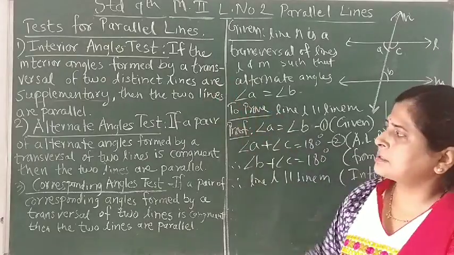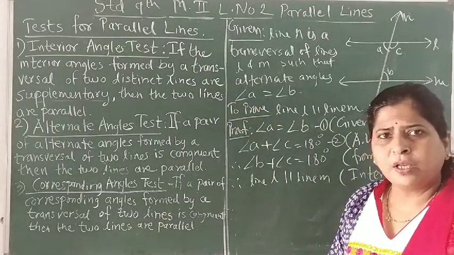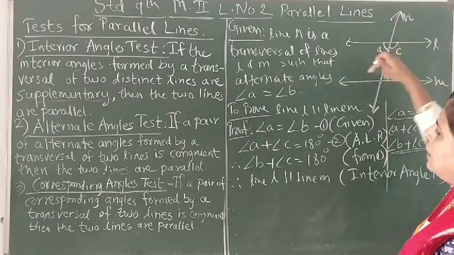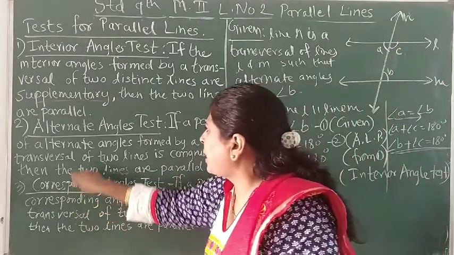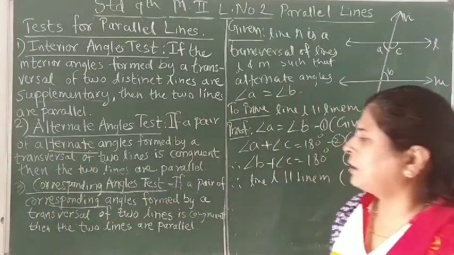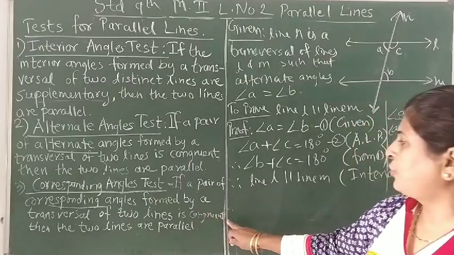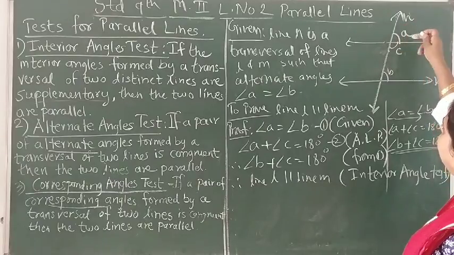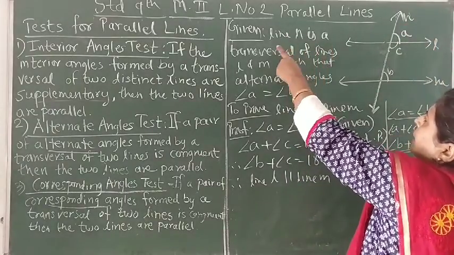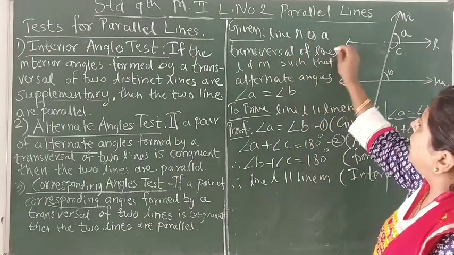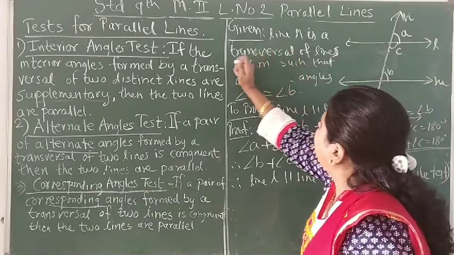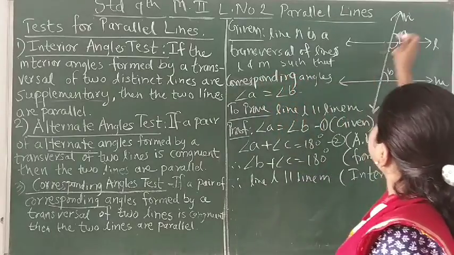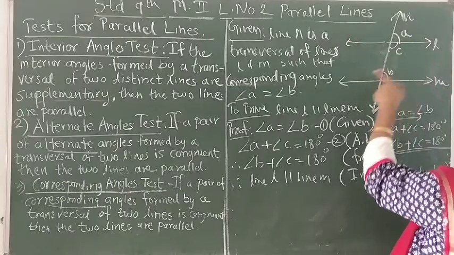So here we have proved the statement of the alternate angle test. Now to prove the corresponding angle test, everything will be as it is. Here, as we had taken these two as alternate, now it is: if a pair of corresponding angles formed by a transversal of two lines is congruent, then the lines are parallel. So instead of the word alternate, we have corresponding angles, and instead of the A here, you can take this A over here. We write line N is a transversal of lines L and M such that corresponding angles A and B are equal, and now we have to prove L is parallel to M.